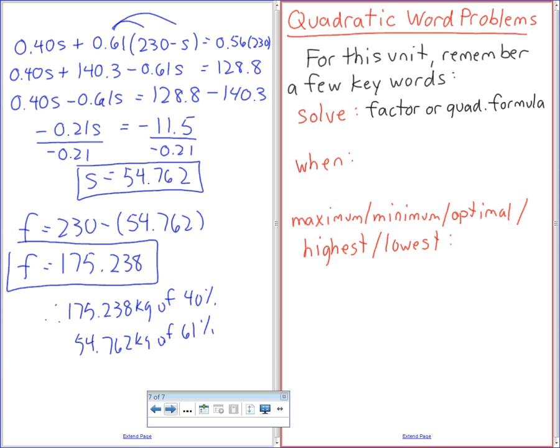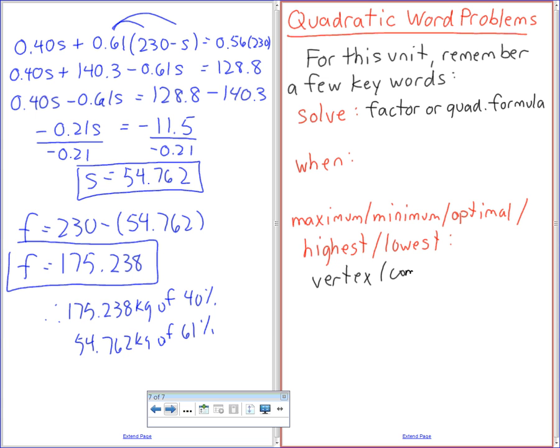If the question says find the maximum height of the ball, find the minimum swing of Spider-Man's web, find the optimal price of coffee at Tim Hortons, find the highest that Caleb can kick a soccer ball, find the lowest that Luke's mark is going to be this year, any of those 5 things is going to be what? Completing the square. So this is your vertex, which is completing the square.